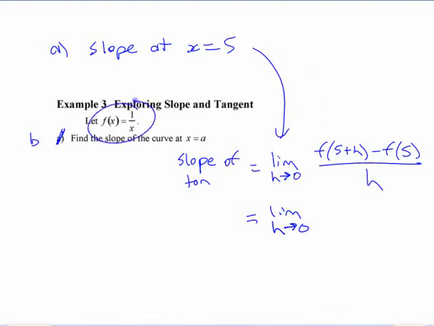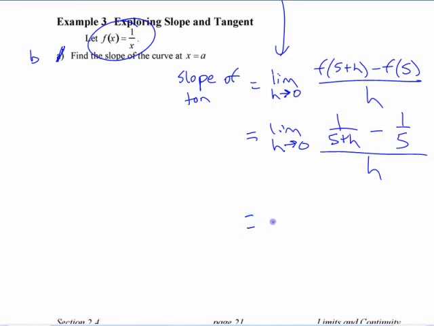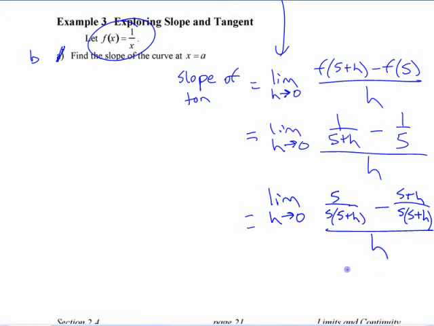Okay, f of x is 1 over x, so f of 5 plus h is 1 over 5 plus h minus 1 over 5. All of that over h. You're going to have to try and put this together with algebra, common denominator, and so on, right? You need a 5 here, right? You need 5 over 5 plus h, minus 5 plus h over 5 times 5 plus h, correct? Over h, the whole thing.